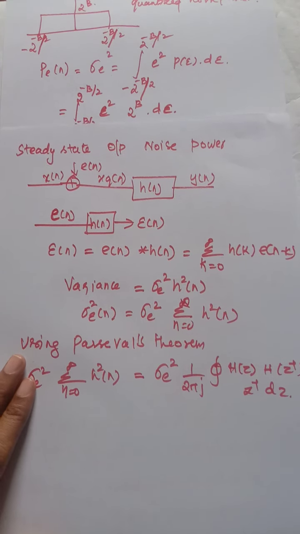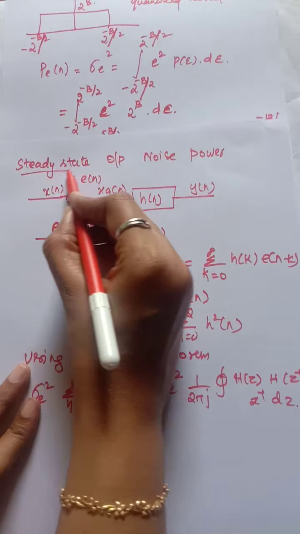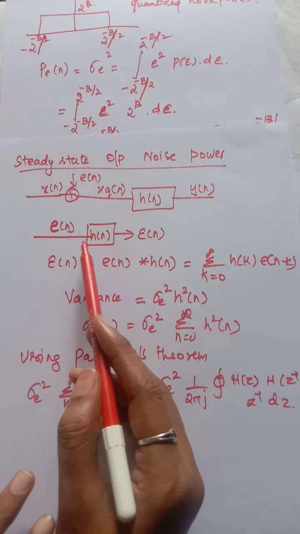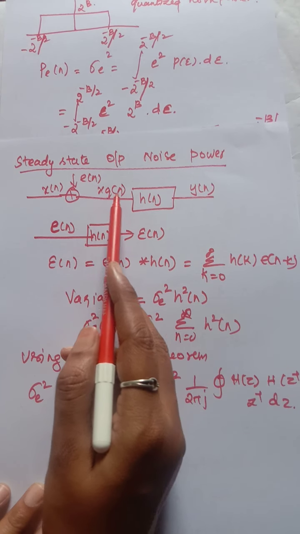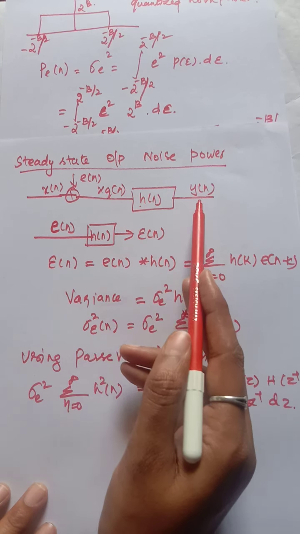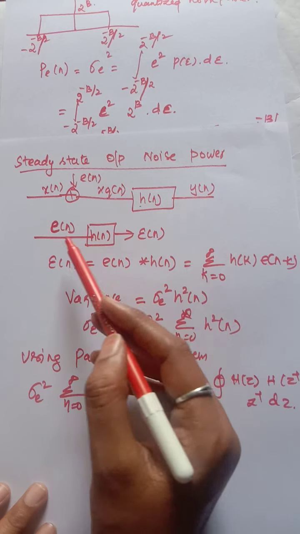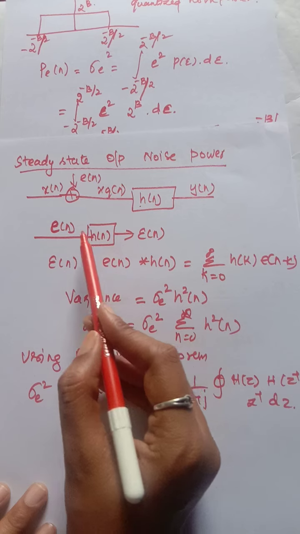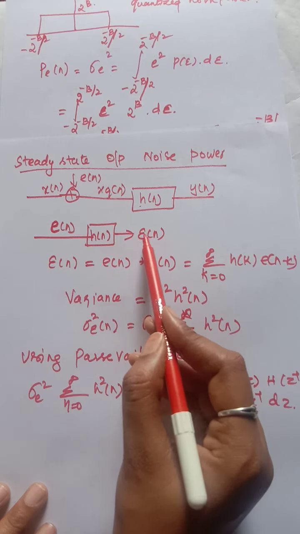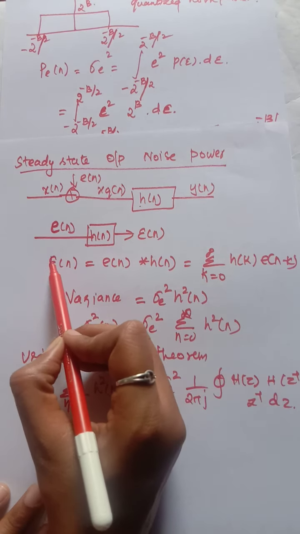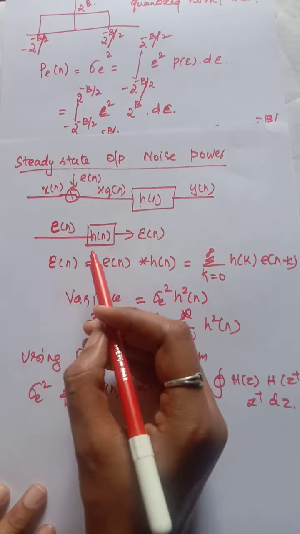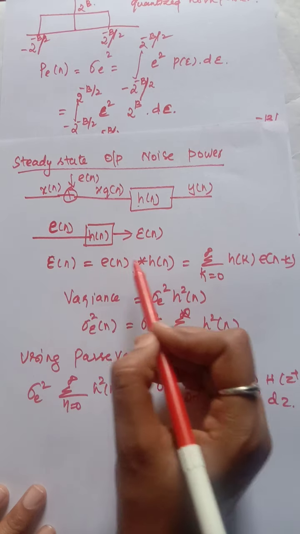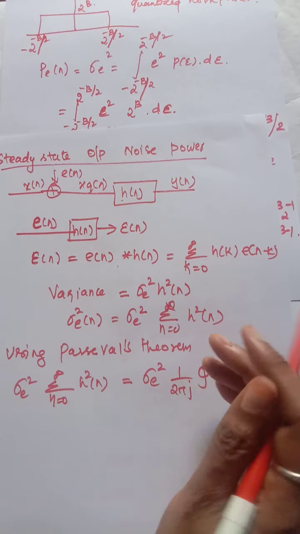The next one is the steady state output noise power. We are going to calculate it for the output noise. Consider a system. The quantized input is given to this system, so you will get some output y of n. Now we are going to discuss only the noise. The input to this system is e of n, this is small e and capital E. Therefore, the output is the convolution of e of n with h of n.